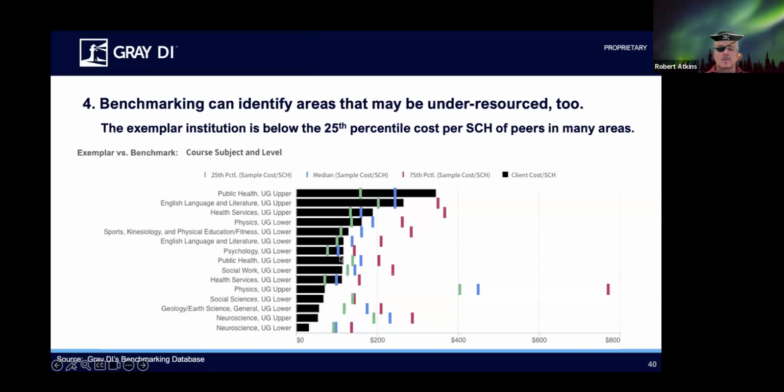And you can work your way back through the chart in that way and say, okay, where am I actually under-resourced? Geology, benchmark is around $180 per student credit hour. We're down under 50. That's an awfully large gap that you probably need to fill. So benchmarking cuts both ways. It both identifies areas where you may be spending too much, but it also helps you identify areas where you may be under-resourced.